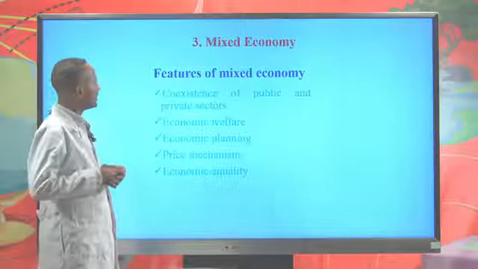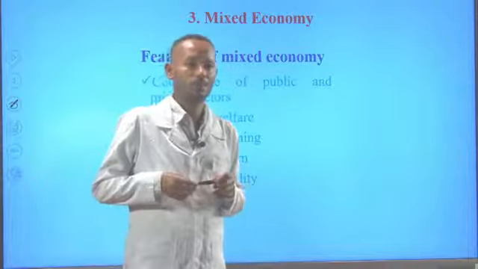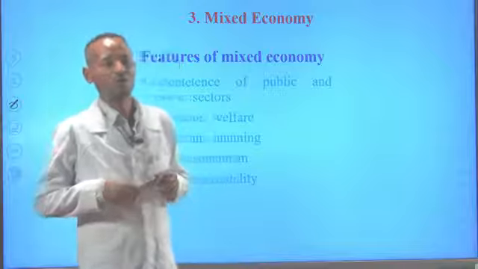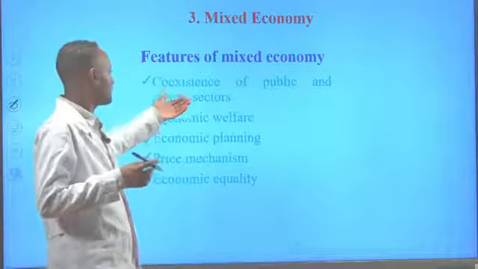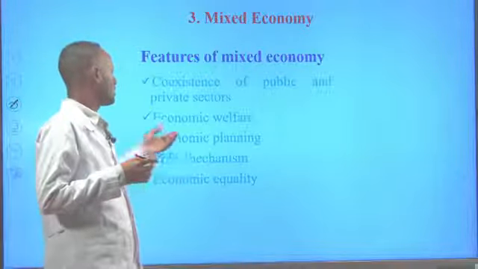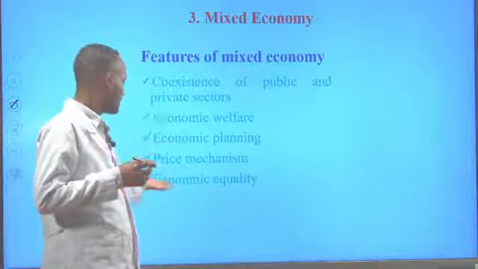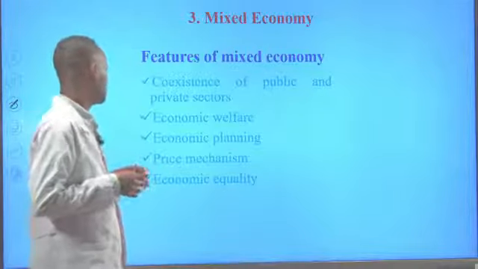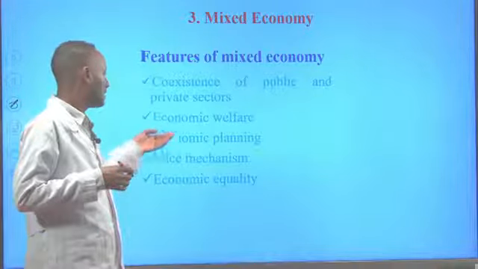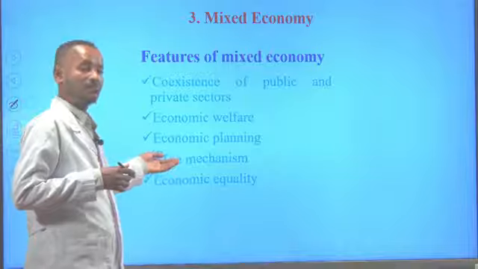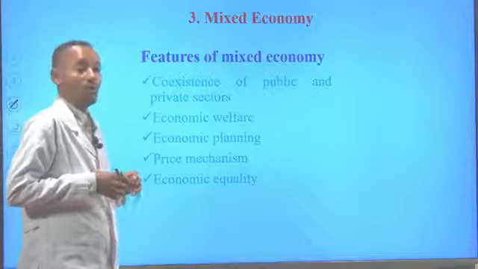Now let's see the mixed economy. Mixed economy is a combination of the capitalist and the command economy system. It is a mixture of the private sector with the government sector. When we see the features, there is coexistence of the public and private sectors. There is economic welfare, economic planning, price mechanism, and economic equality. The economic welfare is from the command economic system. The economic planning is from the command economic system. The price mechanism is from the capitalist economic system, and the economic equality is from the command economic system.